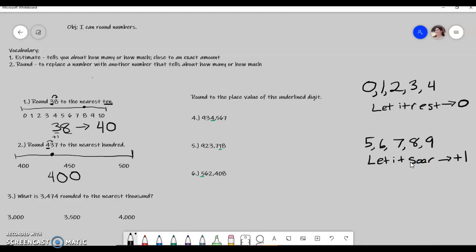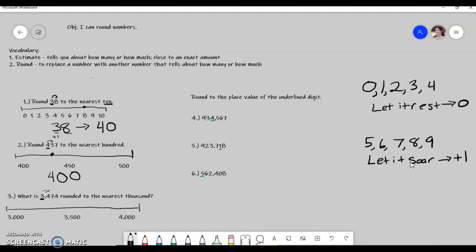Okay, so what about 3,474 rounded to the nearest 1,000? Well, same idea. I've got my little number line. I'm rounding to the nearest 1,000 this time, so I want to look at that neighbor.